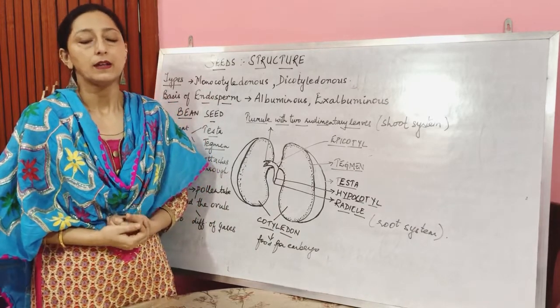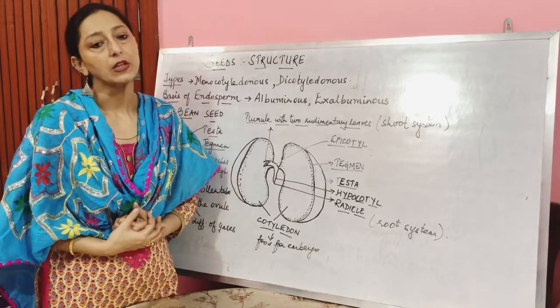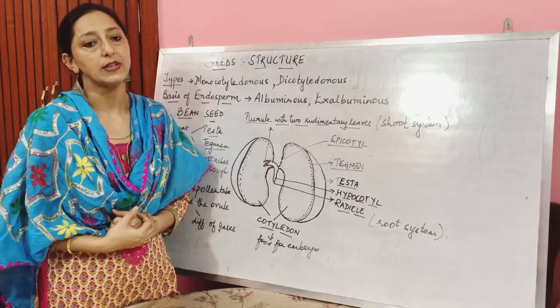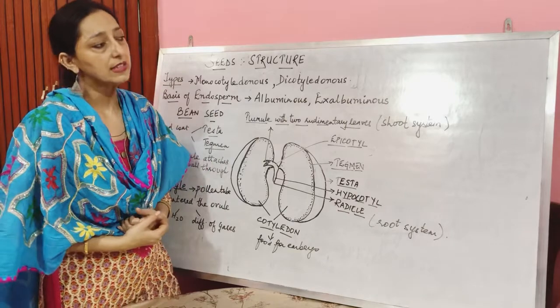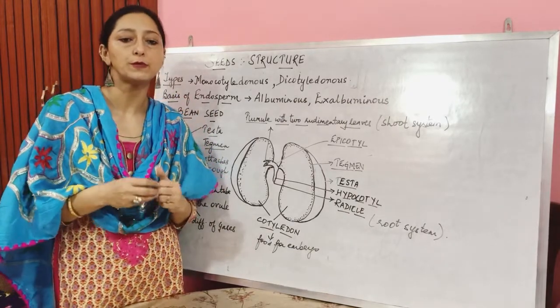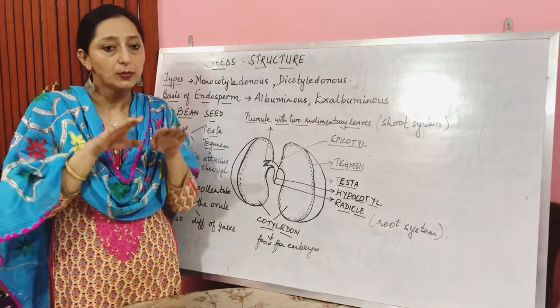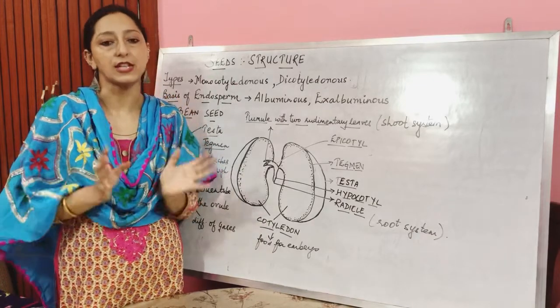Now a third term is grain. Where are these grains found? They are found in maize and wheat. So what are these grains? They are actually fruits in which the fruit wall and the seed coat are fused together and form a protective layer.